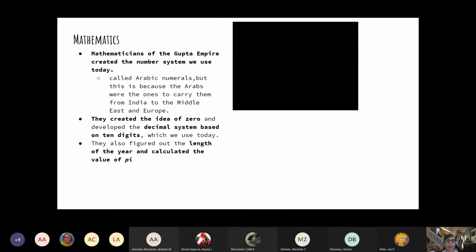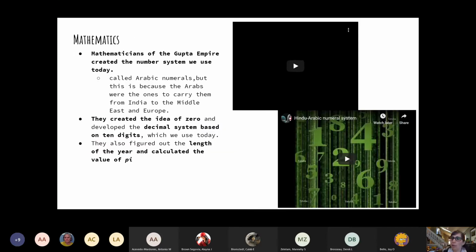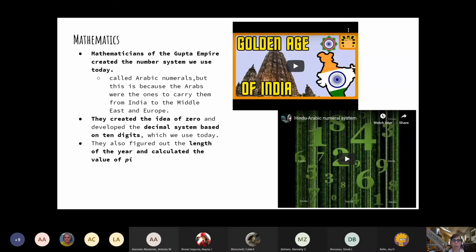All right, so let's continue. One of those categories was mathematics. So much of what we know of mathematics today, and just basically numbers, comes from India. We call the kind of numbers that we use Arabic numerals, but they're actually from India. They're Indian numerals, and you'll see why in a second.